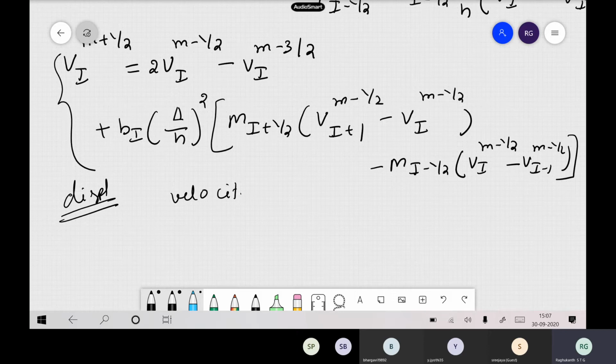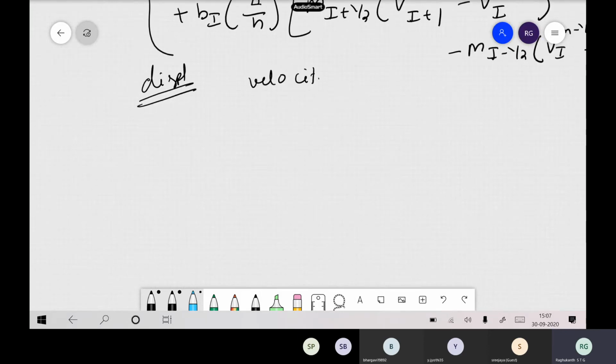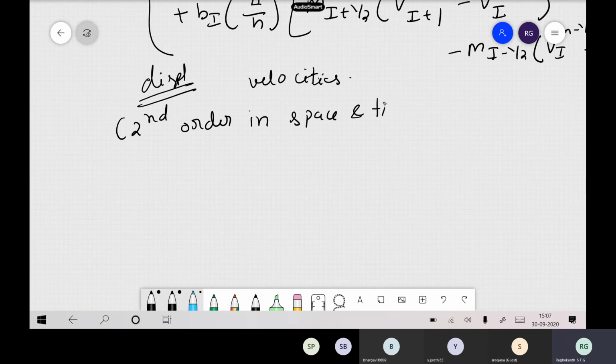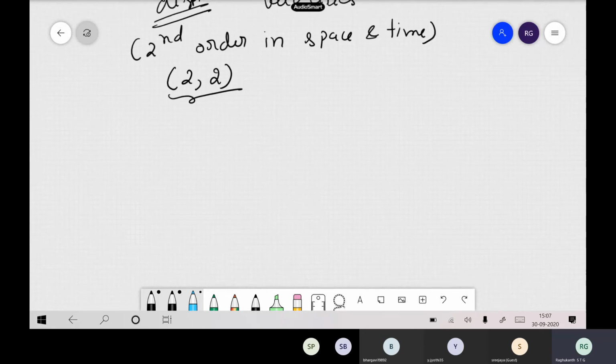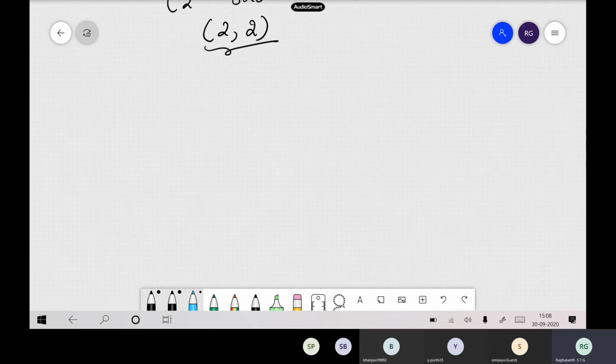Now here one more thing. Whatever we have used right now is all second order accuracy, so second order in space and time. Generally all these methods are known as 2 comma 2, that is the accuracy in space and time. Do you follow, right?